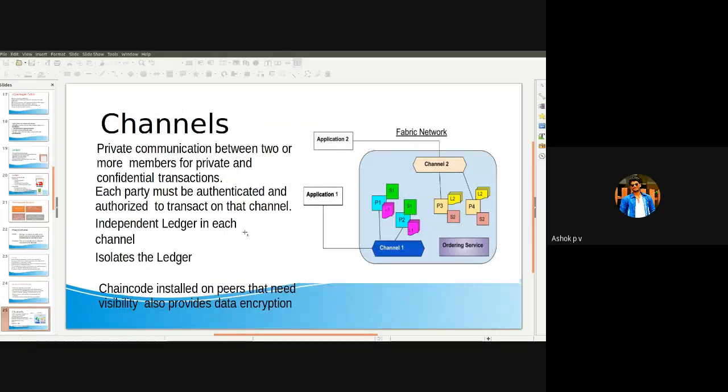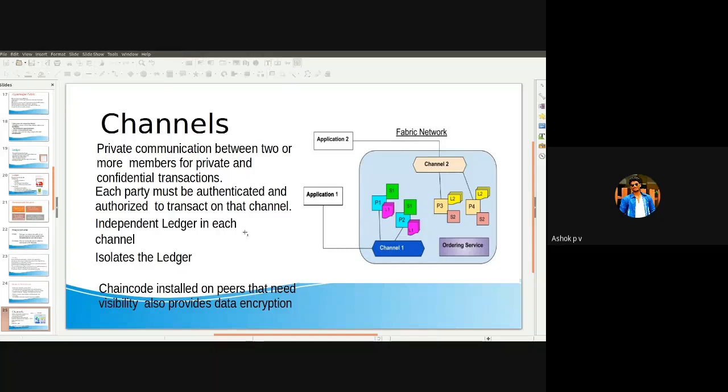So, channels. These channels are a main part of the Fabric network. A channel is kind of a subnet, a place where you can connect through different peers, nodes and ledgers. It's a way of communication between two networks. That's it. It's a private communication between two or more members for private and confidential transactions. In the case of financial transactions, everything is confidential.